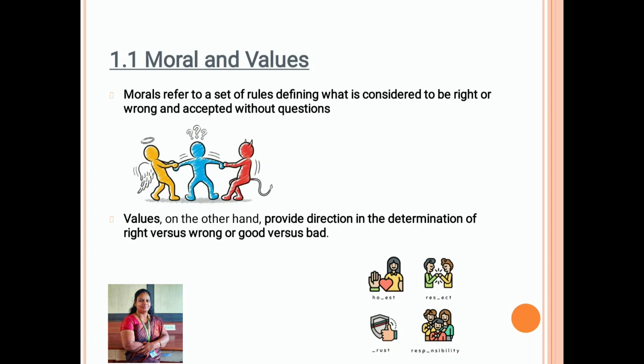Whereas on the other hand, values provide direction in the determination of right versus wrong or good versus bad. Values are what an individual believes to have worth and importance, to be valuable. As such, morals are values defining right from wrong or good from bad.